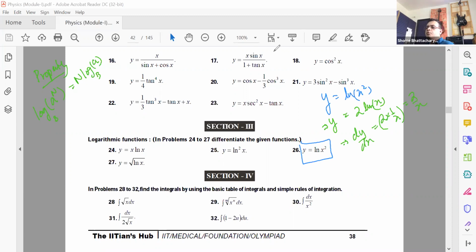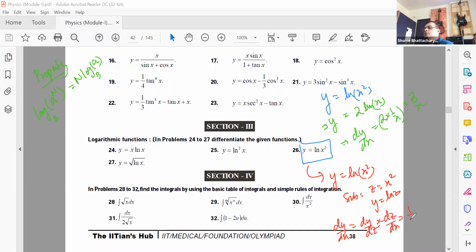The other option is, if I don't use this property, then I can always use chain rule. So in that, substitute z as x square. So y becomes ln z. So now dy by dx becomes, by chain rule, derivative of ln z, which is 1 by z, into derivative of x square, which is 2x. So again, by resubstitution, you can see that is 2x by x square, or 2 by x, which is the same as 1 by x.